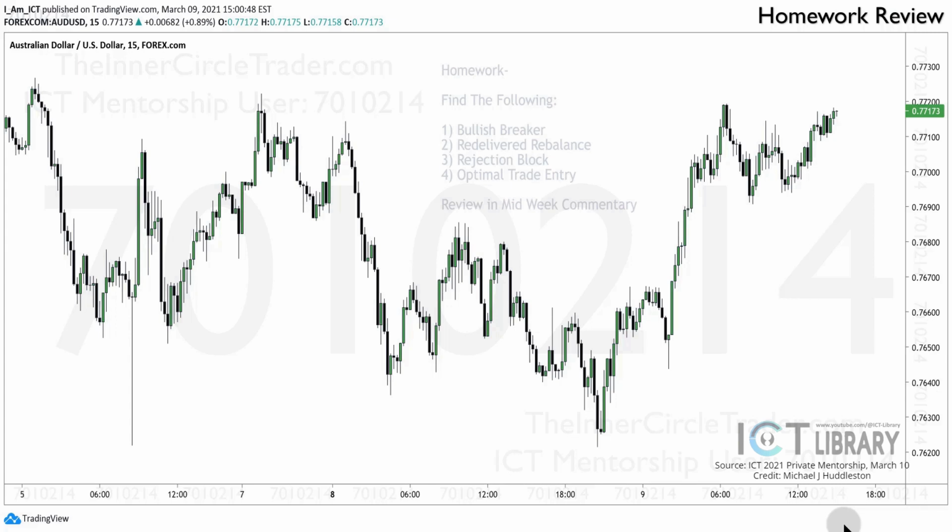So the first thing is the bullish breaker. That bullish breaker is seen here. Highest up close candle, low to high, extending in the future. Okay, that's your bullish breaker.